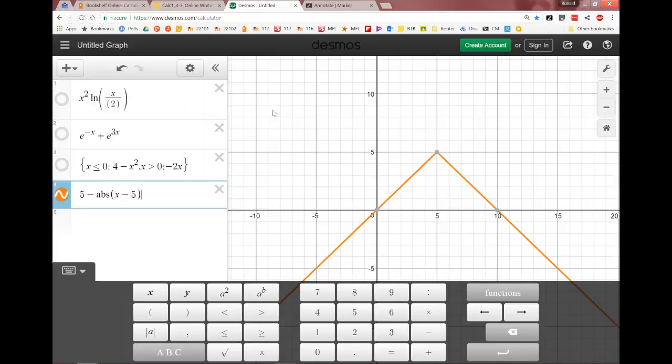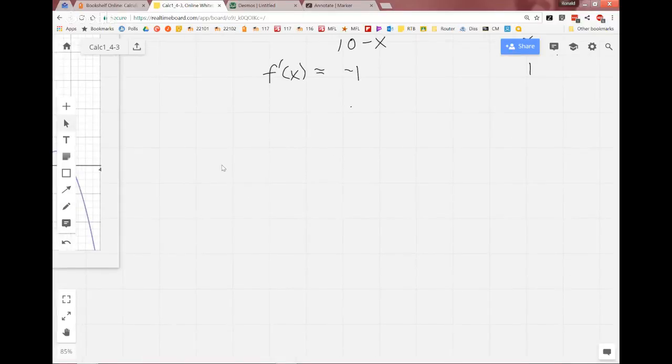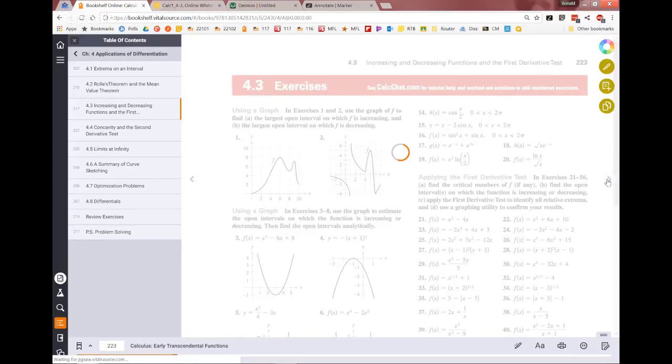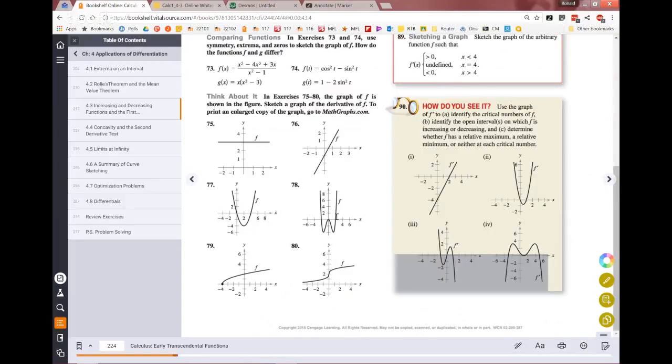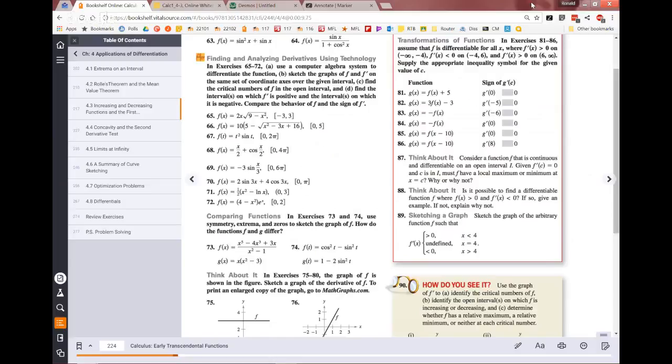Now, number 66 is next. Number 66. Let's find a spot. Okay, 66. Let's find it. So, finding and analyzing derivatives using technology. Use a computer algebra system to differentiate the function and sketch the graph. Okay, so number 66.